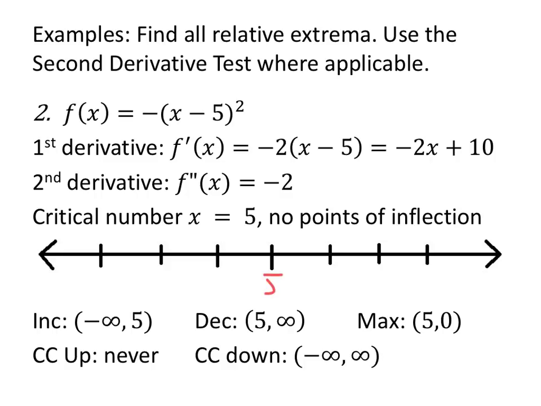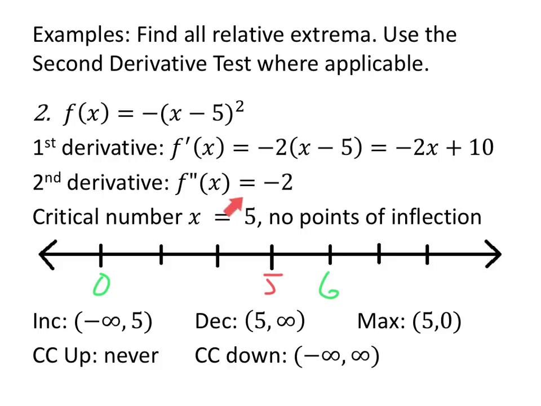I'm going to use a test value to the left, 0 sounds good, and a test value to the right, 6 works for me. And when I test these in the first derivative, if I put in 0, I'll get a positive, so I'm increasing. If I put in 6, that's negative 12 plus 10, that's negative, so I'll be decreasing on the right. So if I go from increasing to decreasing, I'll have a maximum at 5, and my y value is 0.